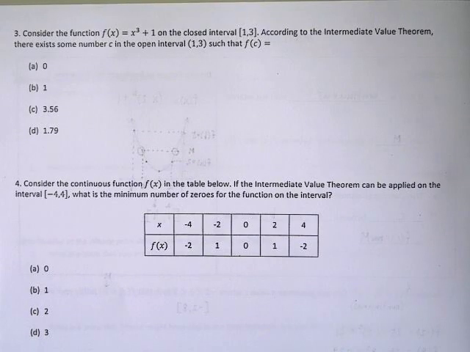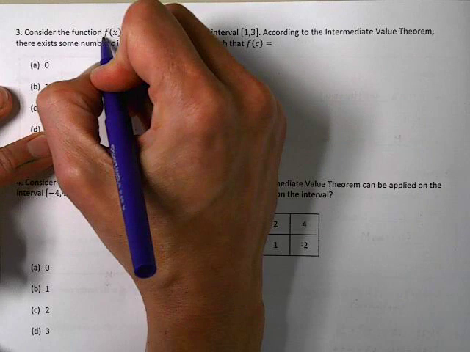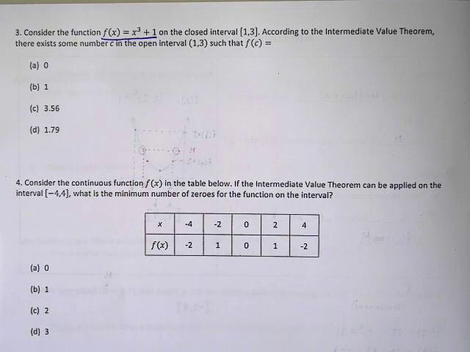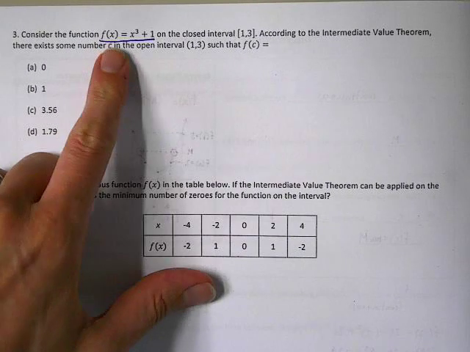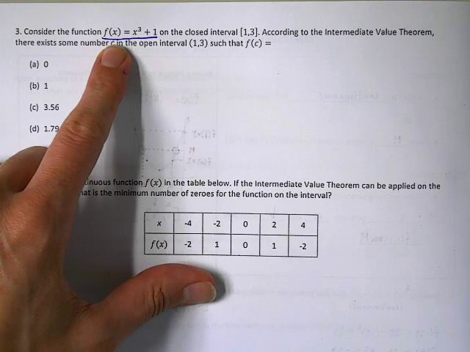Here it says, consider the function f of x equals x cubed plus 1 on the closed interval 1 to 3. All right, so according to the intermediate value theorem, there exists some number c in the open interval from 1 to 3, such that f of c equals what value? So here we have to think about our conditions. We already know that this function was continuous, so that's why we can even use the intermediate value theorem.